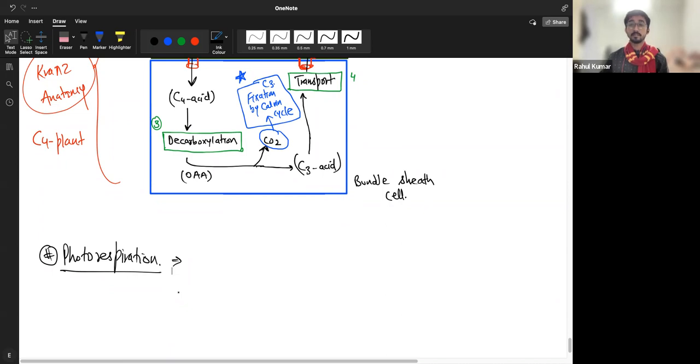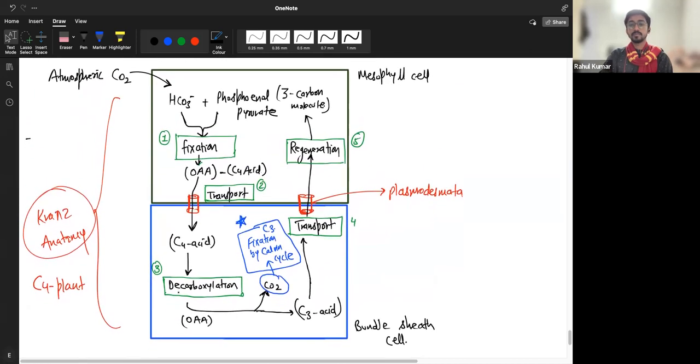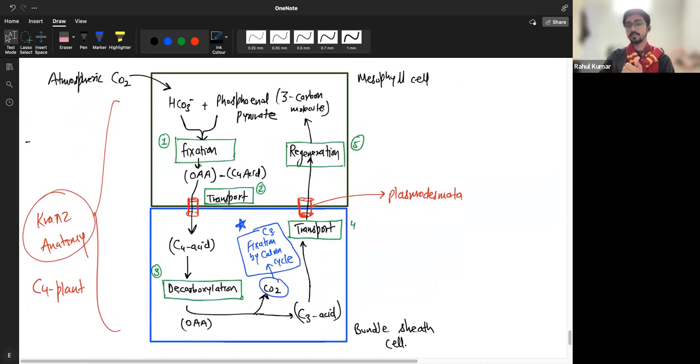And last thing is, in C4 plants there is no photorespiration. Okay, and now you understand how. Because Rubisco's dual action is responsible for photorespiration, and we have locked Rubisco in this bundle sheath cell, which is impervious to any gaseous exchange. So only the gas that we bring to it, which is CO2, it is bound to bind with that only.